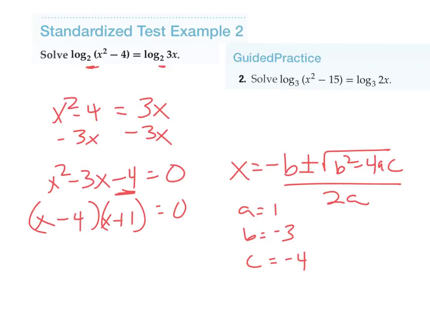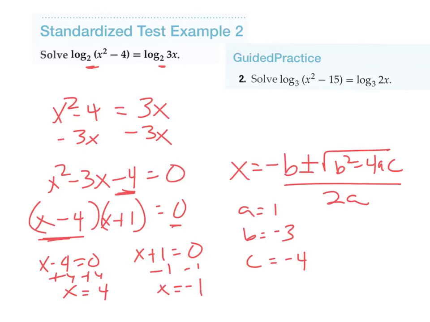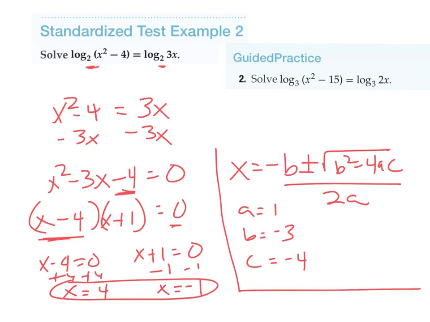And once you have it factored, you make each part equal to 0. So x minus 4 equals 0, x plus 1 equals 0, and if I add 4 to both sides, x equals 4, and subtracting the 1, x equals negative 1. So there are my two answers to this problem. If you plug into the quadratic formula, you will get the same answers.